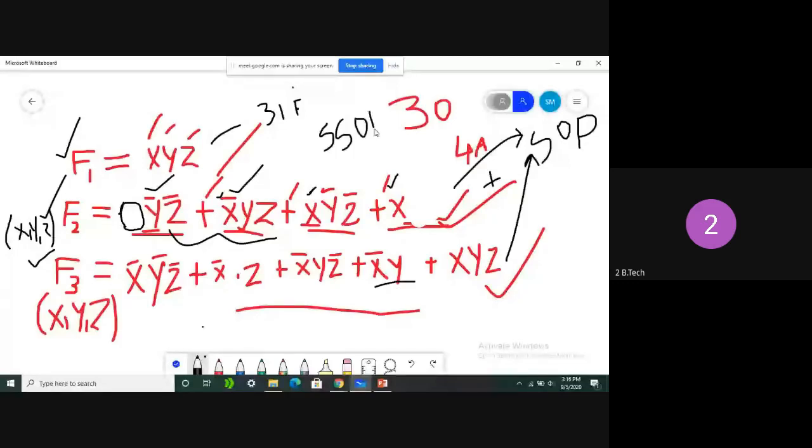F2 is simply a sum of product terms, but it is not a standard sum of product terms. Why? Because in its first term we are missing the X literal, and in the last term we are missing Y and Z. So even though it is a representation of sum of product terms, it is not standard. That is the thing I want to convey here. Clear, all of you? I think everyone got the difference between sum of product terms and the standard sum of product terms.